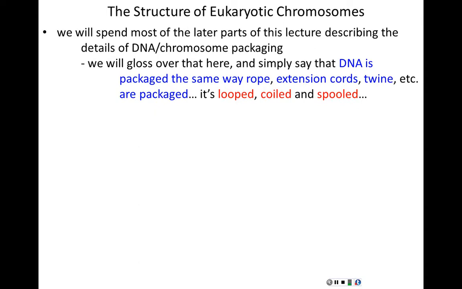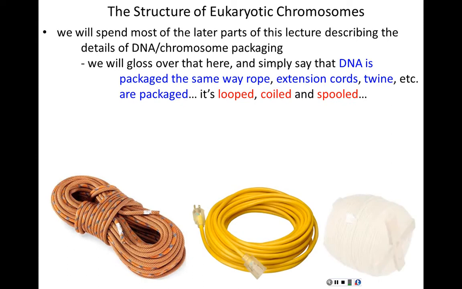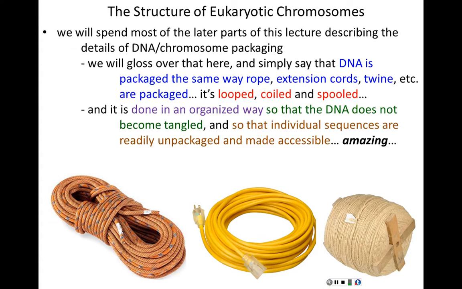When we say that DNA is packaged, we can use the analogy of the way that rope is packaged or extension cords are condensed or twine is made to take up less room. In other words, quite physically, when DNA is packaged, it's looped, it's coiled, it's spooled. It is a long linear molecule and it is stored and compacted the way that we store other long things that we deal with. So we see here the rope is bundled and the extension cord is coiled and the twine is spooled. That is, in essence, how DNA is packaged.